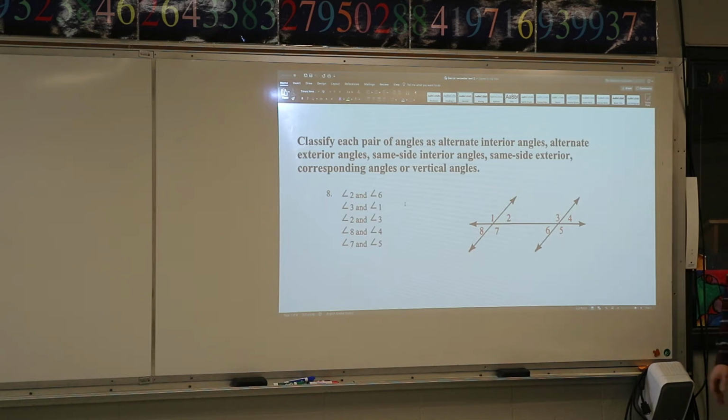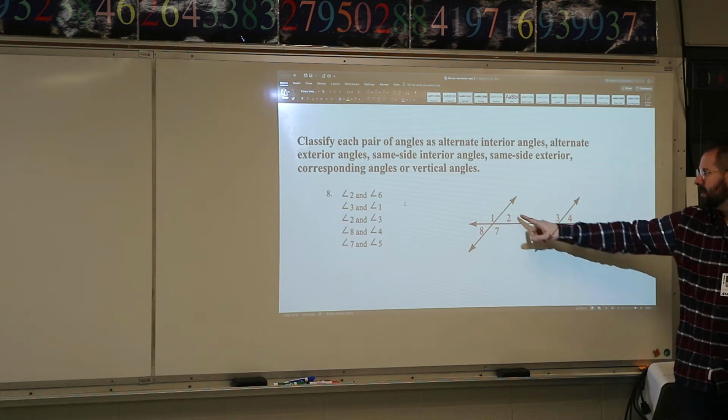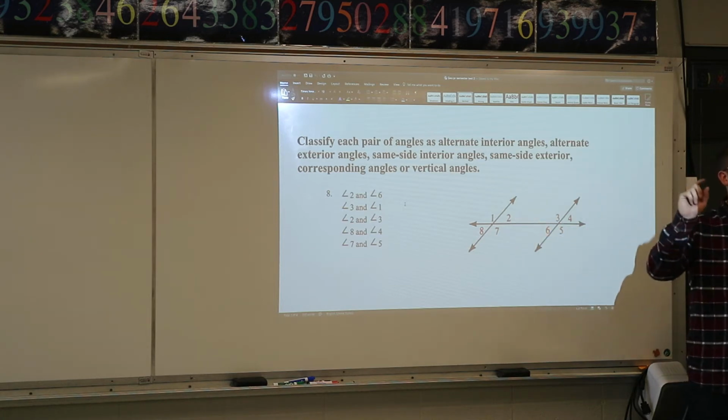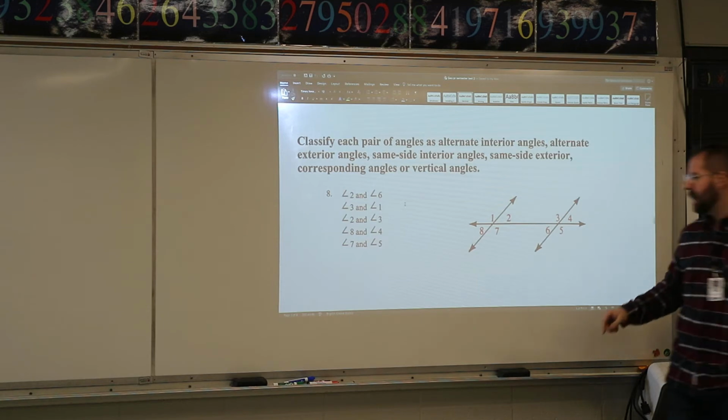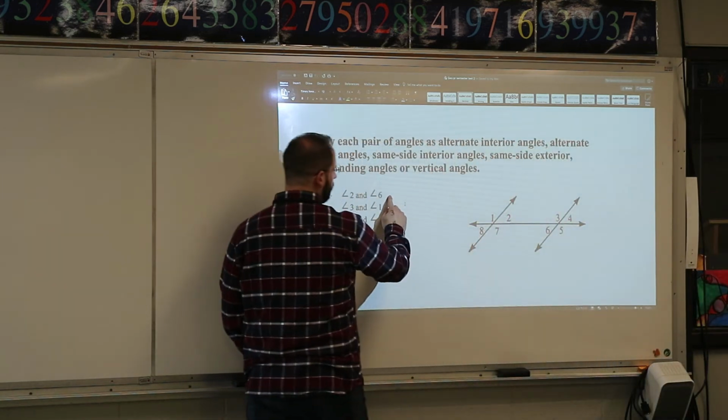Alright, number 8. What can you tell me about 2 and 6? Alternate interiors. Write that down on this. So right here, you're going to write alt interior. Write that down right now.